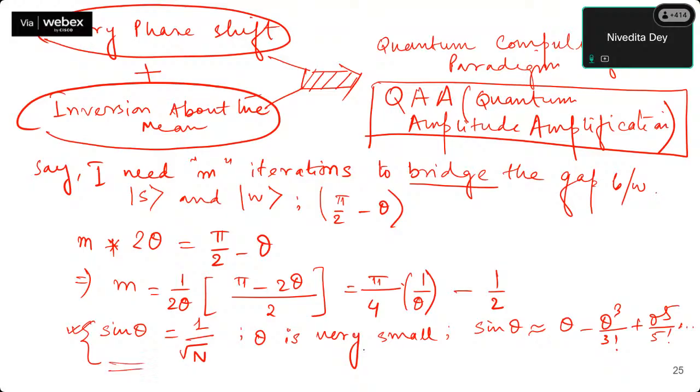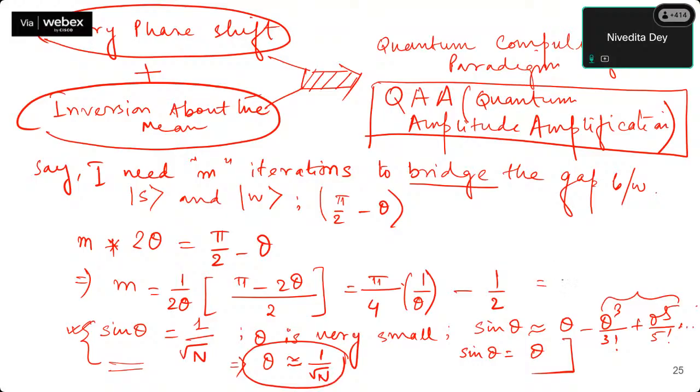So once that is done, if theta is very small, then the series of sine theta, ignoring the higher order terms, we can make it like only theta. Because theta cube by this and all will be much smaller than that. So ignoring the higher order terms, it will be something like that. So that means if sine theta is 1 by root n, then I can simply ignore the sine part and write that theta is equivalently equal to 1 by root n.